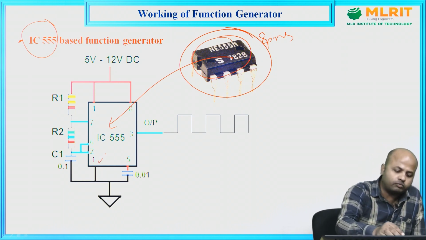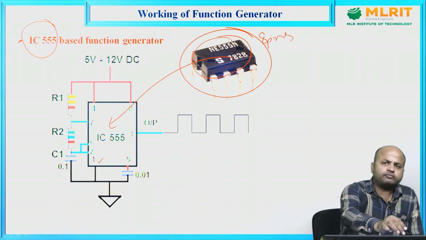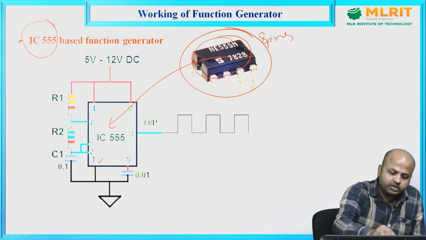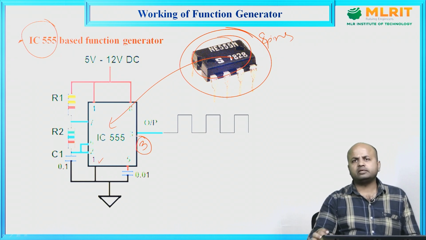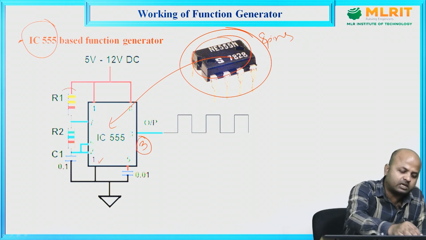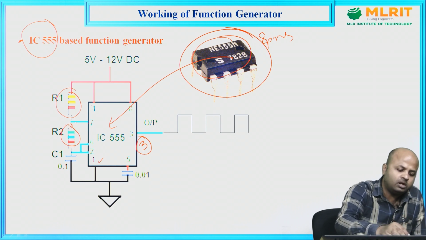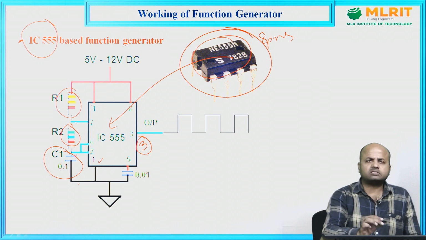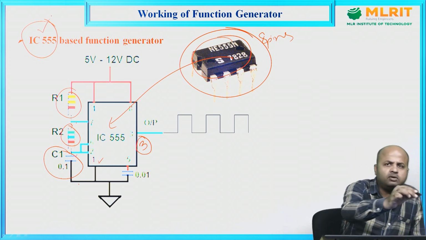Here we can see pin numbers 1, 2, 6, 7, 4, 8, 3, 5. We will see one by one what is the function of each pin. From pin number 3, we generally take the output. Between 4 and 7 you connect resistor R1, between 7 and 6 you connect resistor R2, and between 2 and ground you connect one capacitor. This is the circuit connection of a function generator based on IC 555.